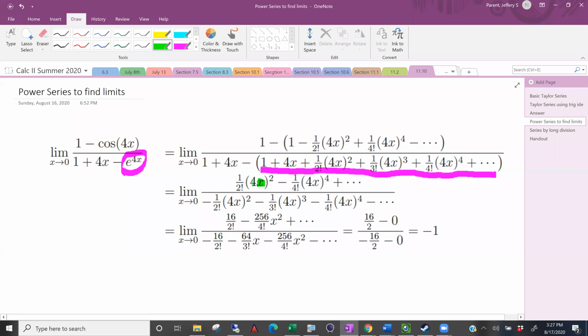The x squared is going to leave behind a 4 squared, or 16 over 2 factorial. The x squareds in the numerator will cancel with an x squared in the denominator and give us something like this.